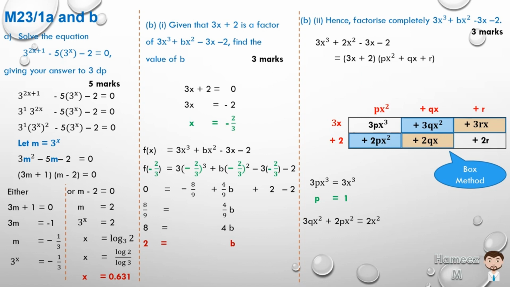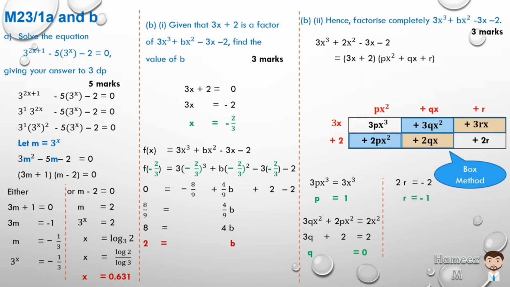If we divide throughout by x squared, it means 3q plus 2p, and we know p is 1, so 2 ones are 2, is equal to 2. So if we carry the 2 across, we get 2 minus 2 is 0. 3q is equal to 0, so therefore q is equal to 0. So the middle term is 0. And for the term without x in it, we can use 2r, which is from the box, is equal to minus 2, the original equation. As such, r is equal to minus 1.